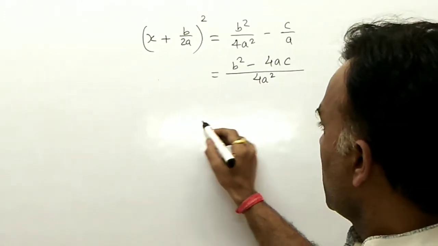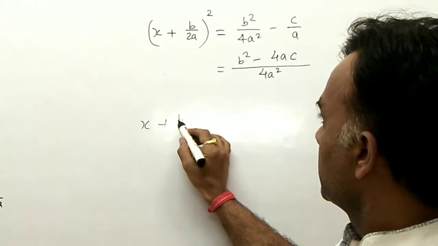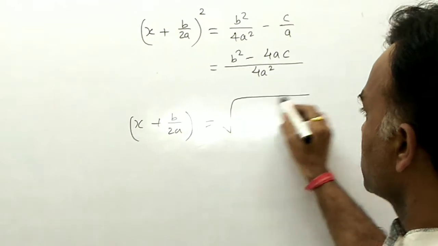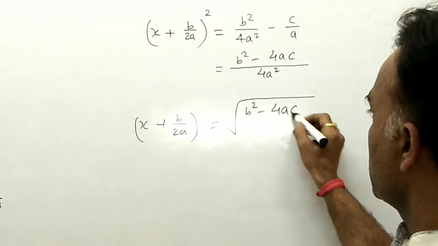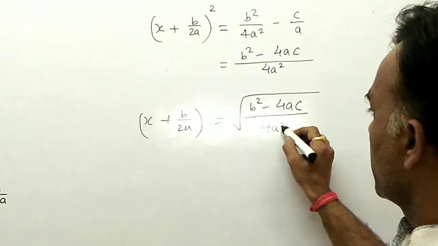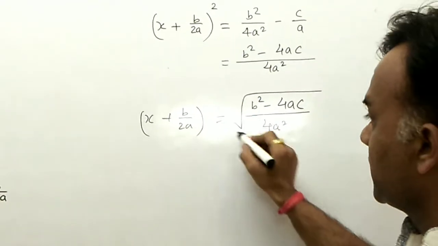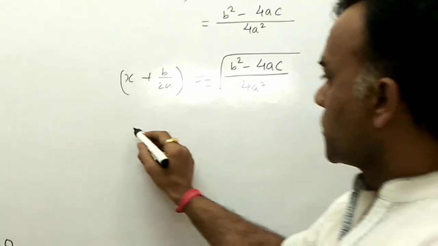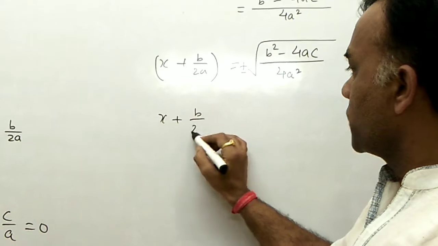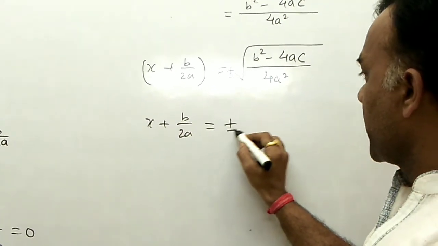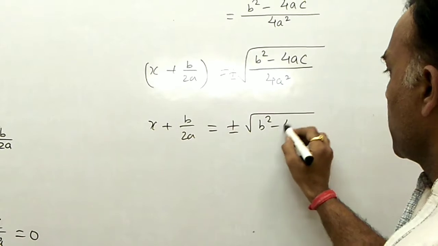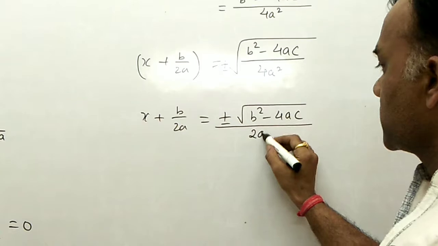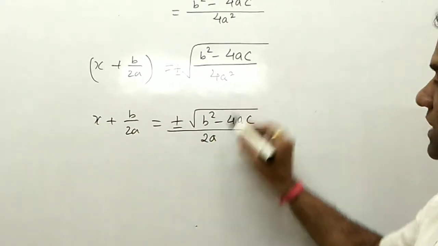So x plus b by 2a of whole square equals b square minus 4ac upon 4a square. Now you remove the square sign, so the square root forms. Before it you put the plus minus sign, so x plus b by 2a equals plus minus under root of b square minus 4ac, and in the denominator 4a square, that is only 2a, because the square root of 4a square is 2a.